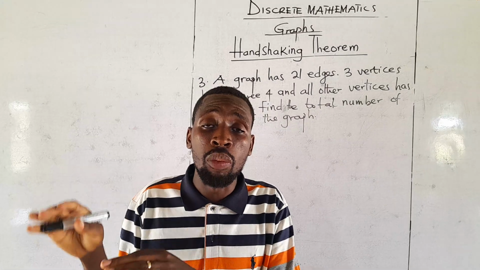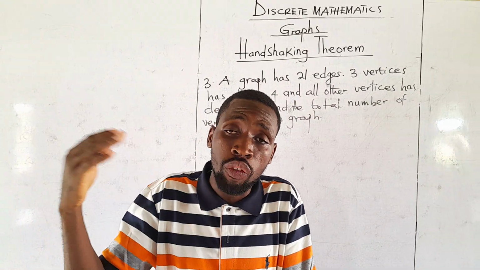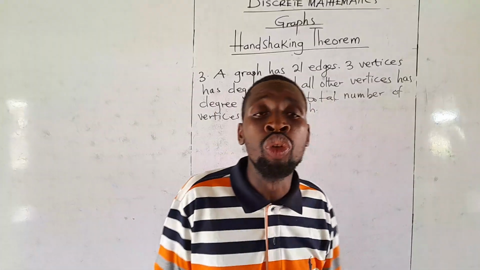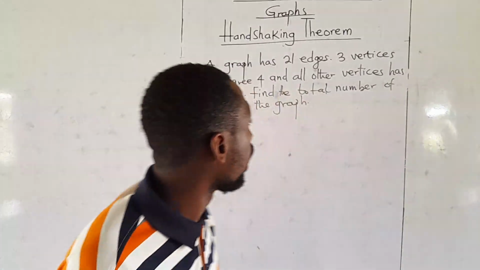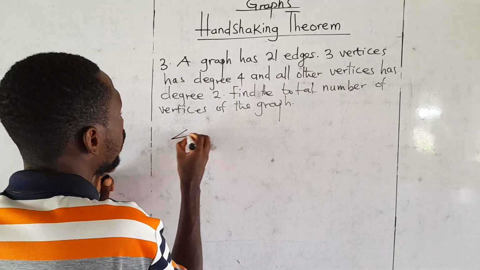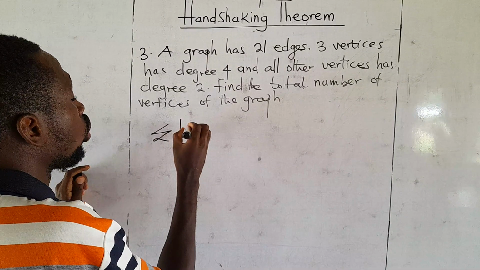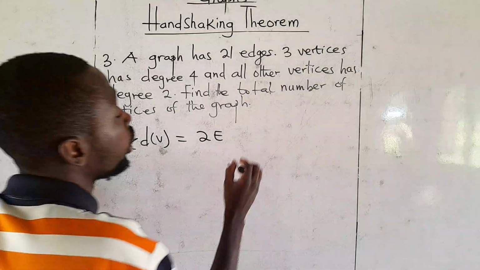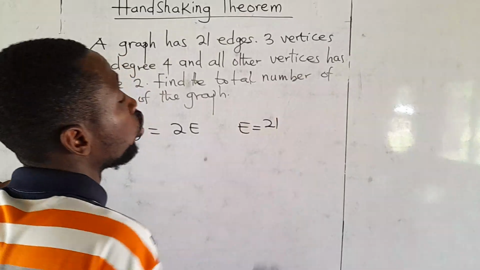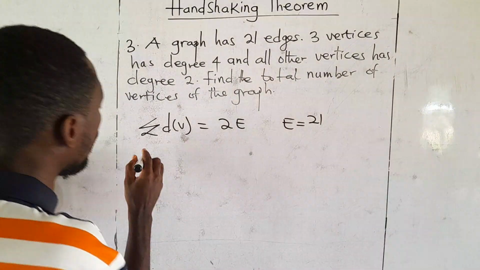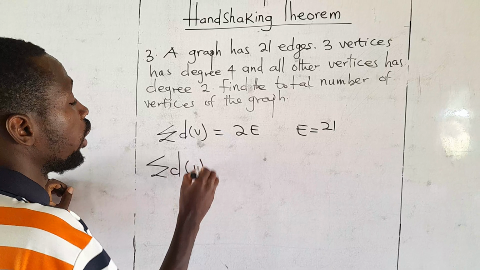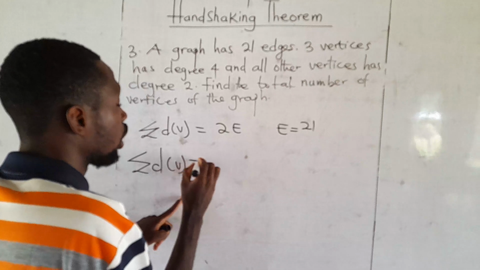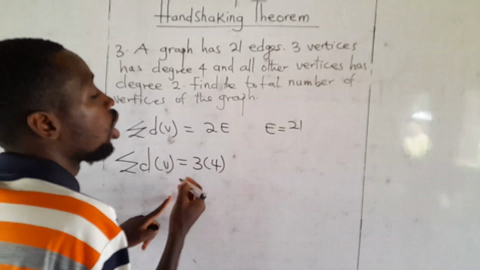So we need to find the number of vertices that have degree 2. Then we add it to the 3 vertices that we already know, and that becomes the total number of vertices of the graph. So the total degree of all the vertices is equal to twice the number of edges from the handshaking theorem. And the number of edges, remember, is 21. So we need to find the total degree of all the vertices. If 3 vertices have a degree of 4, their total degree will be 3 times 4. I hope you get that.